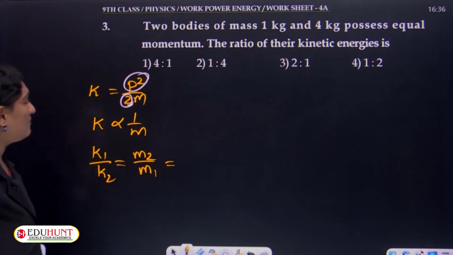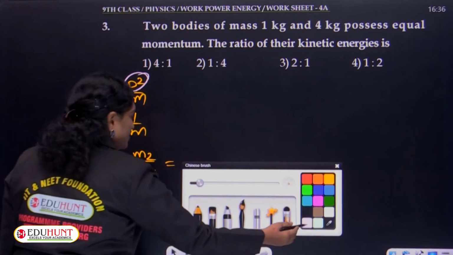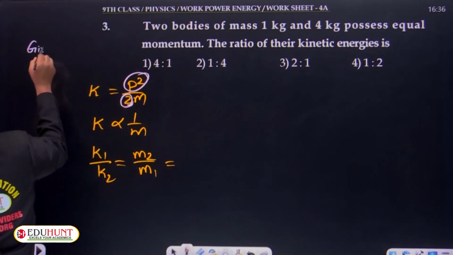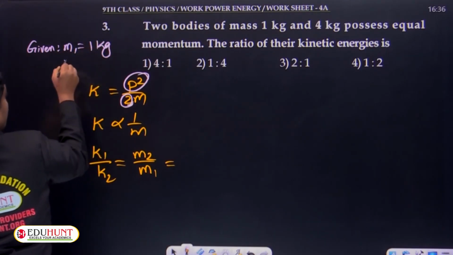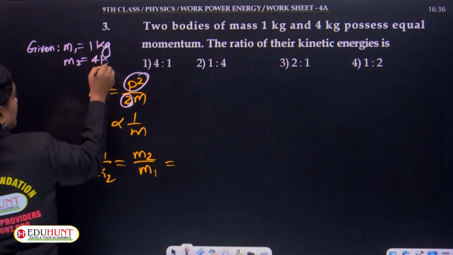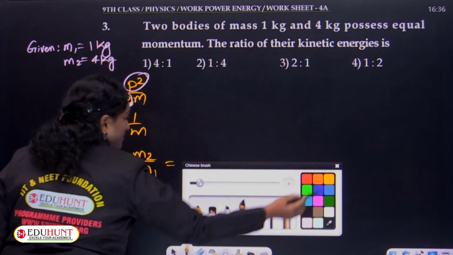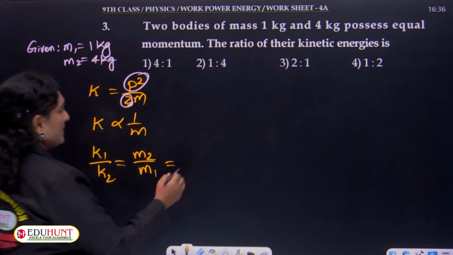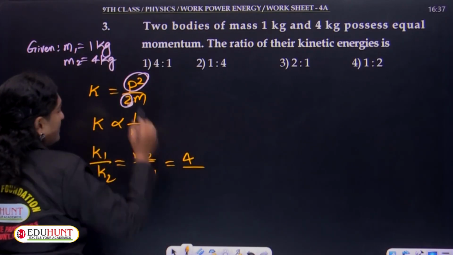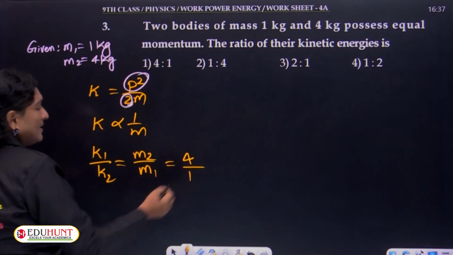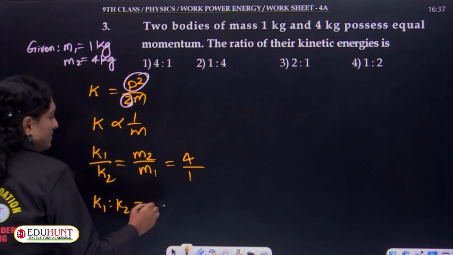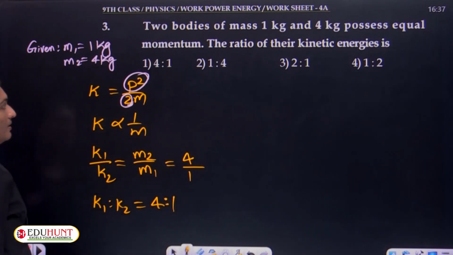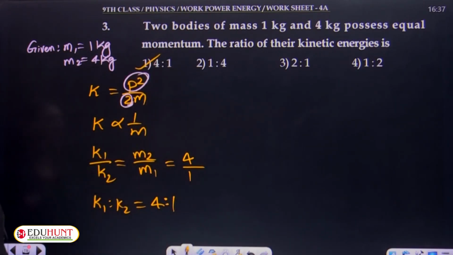How much is the mass of the first body given? So given condition that first body mass M1 equals 1 kg and second body mass M2 equals 4 kg. So substituting the same values here, M2 replace it with 4 kg, M1 replace it with 1 kg. So K1 by K2 is found to be 4:1, or K1 is to K2 equals 4:1. Therefore, the correct option is option 1, that is 4:1.